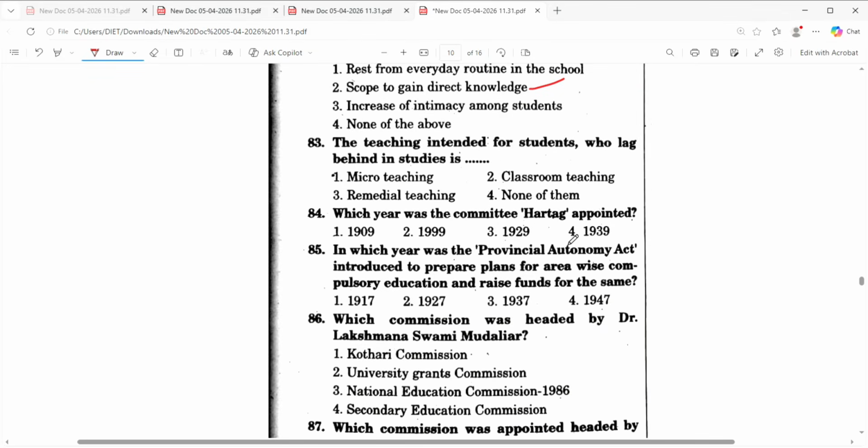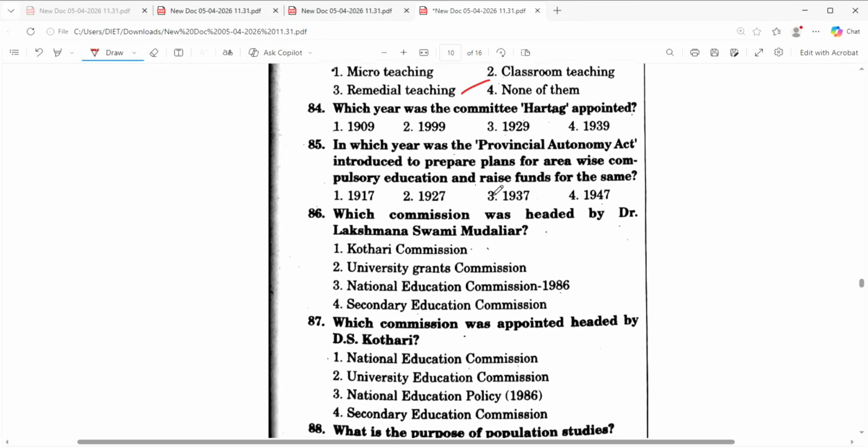The teaching intended for students who lag behind in studies is micro, classroom, or remedial. The answer is remedial. Which year was the Hartog Committee appointed? You see, again it's a date: 1937.